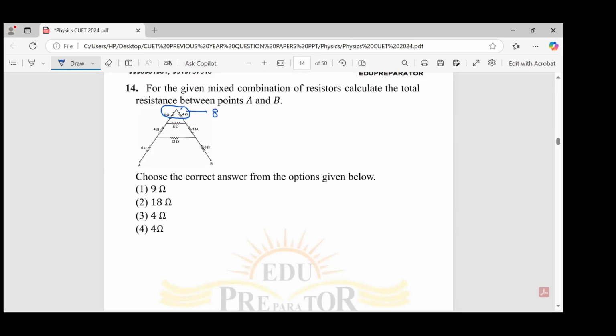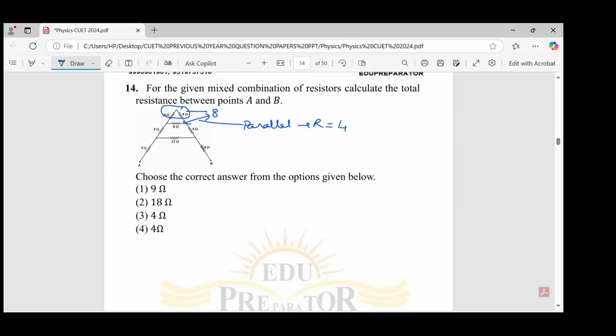But in the shortcut, when equal resistances are connected in parallel, we find the net resistance is half, and when they are connected in series, we add them. So 4 and 4 are in series, so we have 8. But 8 and this 8 are in parallel. Because they are in parallel, that will make the net resistance equal to 4 ohm.